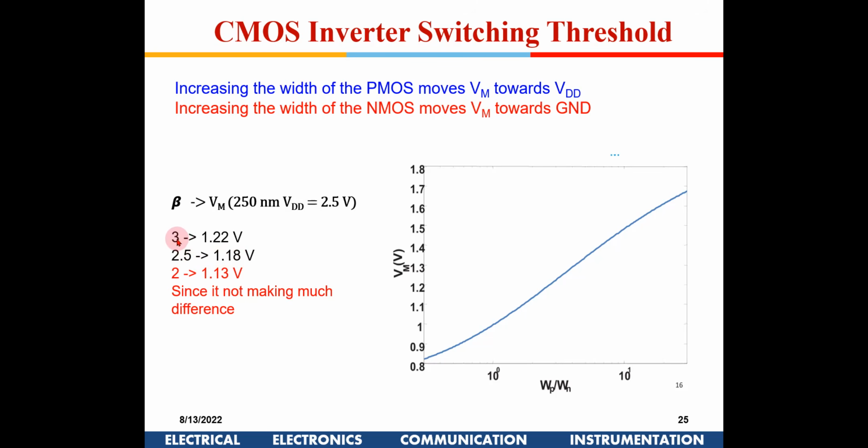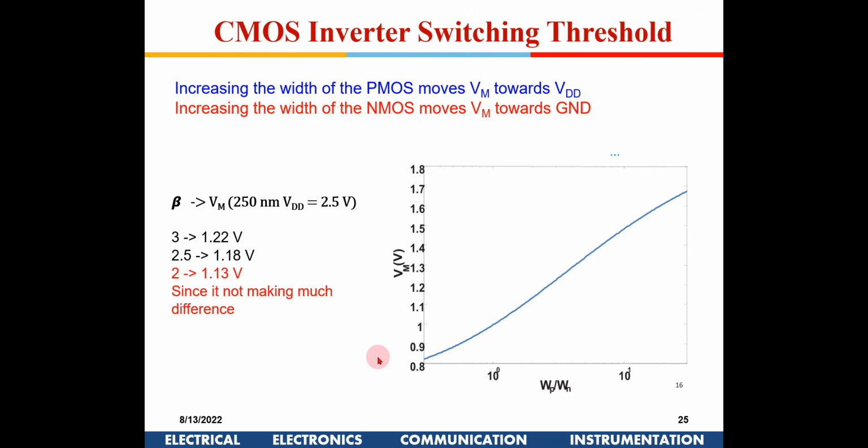Okay, if I am keeping it 3, it will move towards the right, so it will get 1.22. If I am keeping it 2, it will move towards the left. I am getting 1.13, right? Now if you see from 2 to 2.5, it is not making much of a difference. So I use a simple rule that the PMOS width will always be kept twice that of nMOS for symmetrical VTC. Is it okay with all of you?